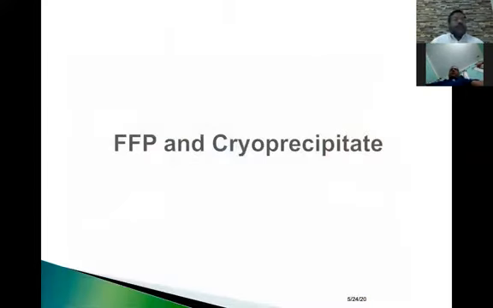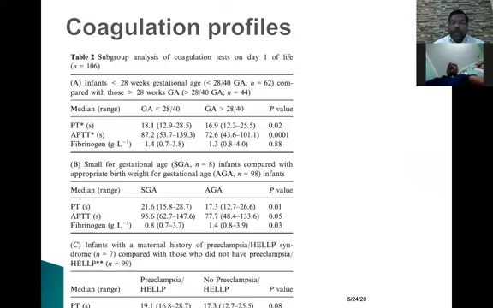Let's go to FFP and cryoprecipitate. The neonatal coagulation system matures slowly after birth, and depending on the level of various factors at birth, the normal reference ranges for neonates and infants are quite different from those in adults. If you look at the analysis of coagulation tests on day 1 of life, there are 3 subcategories: A, less than 28 weeks to more than 28 weeks; B, small for gestational age and appropriate for gestational age; and C, with preeclampsia or HELLP and no preeclampsia or HELLP.